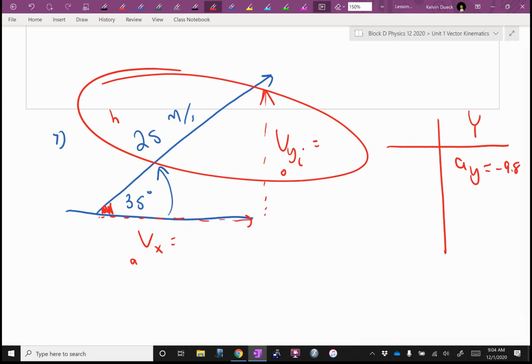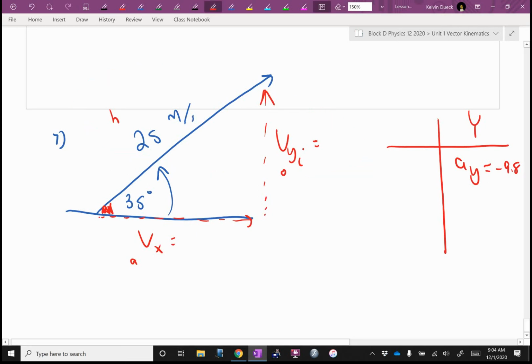I'm noticing a pattern, Mr. Dewick. Have we spotted it yet? We'll talk about it in today's lesson. There is a cheap hack shortcut I'll show you. But yeah, it's sine.